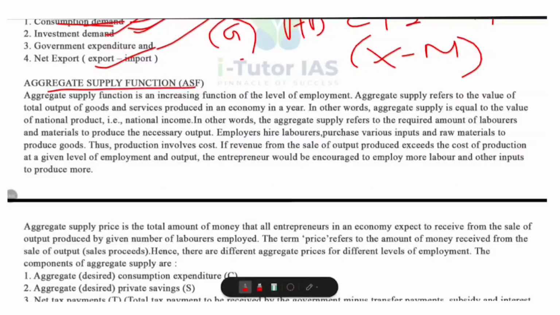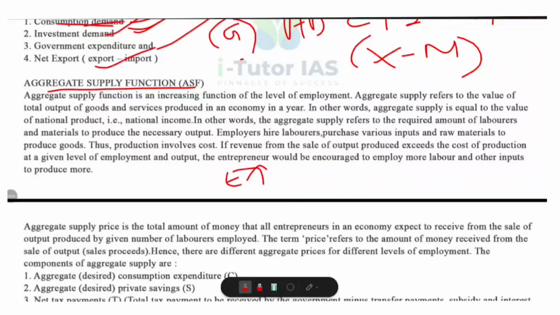Aggregate supply function. Now let's move to aggregate supply function, which is an important concept of Keynes' theory. Aggregate supply refers to the total value of goods and services produced in an economy in a year. In other words, it is the national product or national income. The aggregate supply function shows that as the level of employment increases, the total output of goods and services also increases.